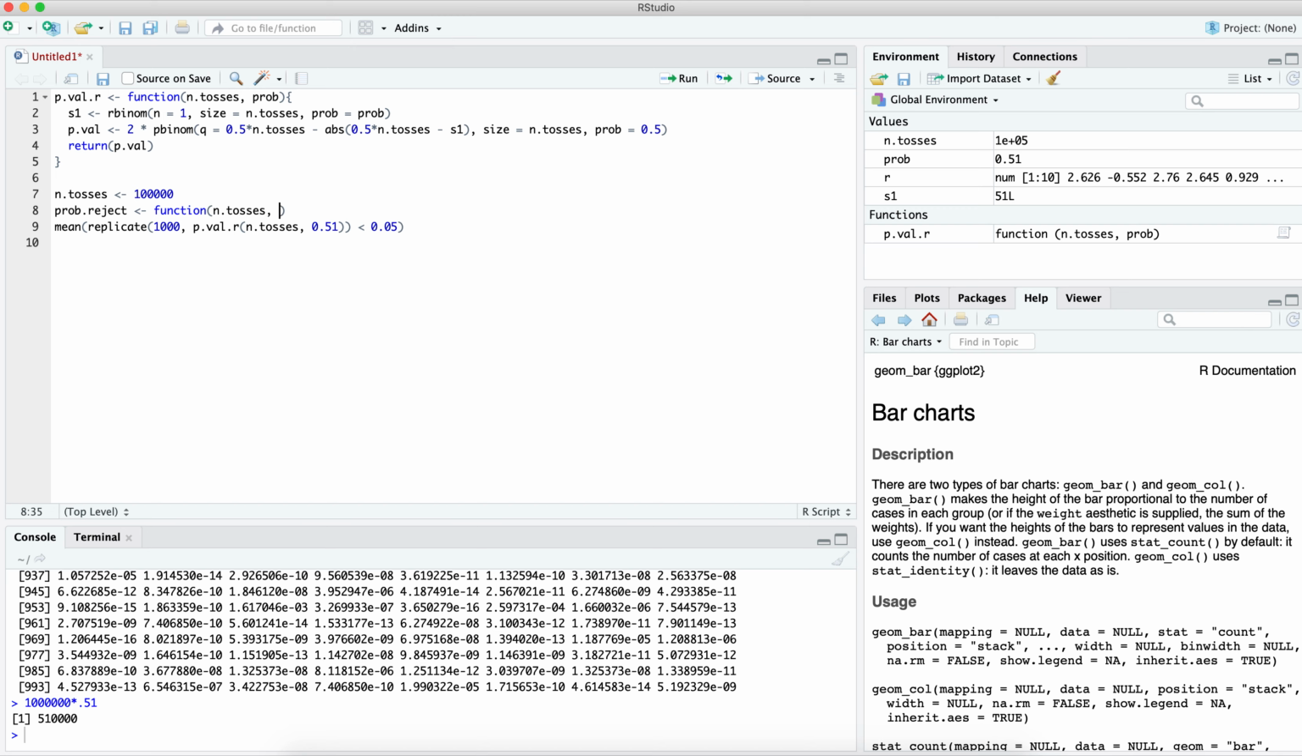And so, here I did 0.51. I could make a function that's more flexible and say I want to also give it the probability. And here I'll plug in the probability as well. And we'll just return this quantity, right? So we'll return the probability of rejecting, in other words, the probability of getting a p-value that's smaller than 5%. So now we don't need this.